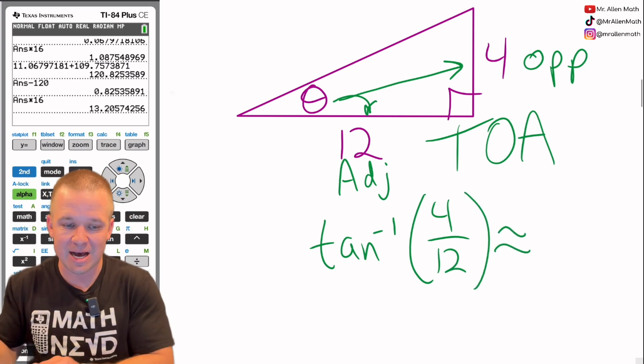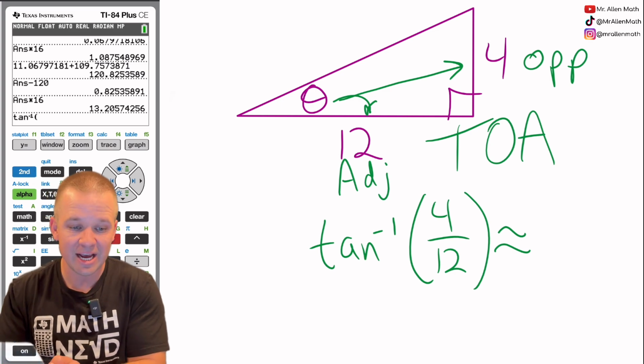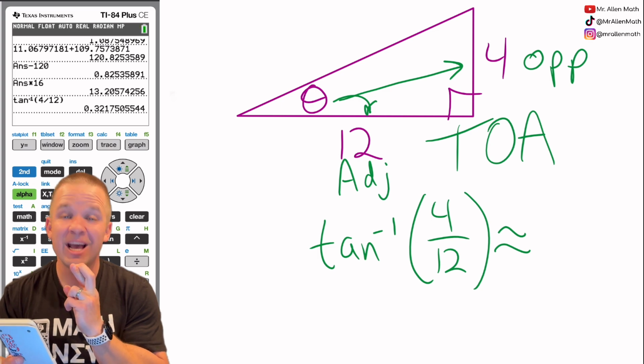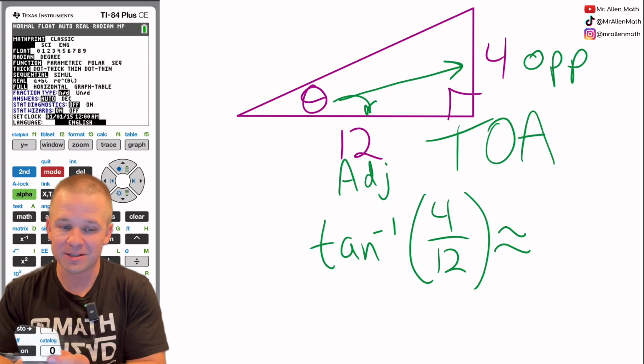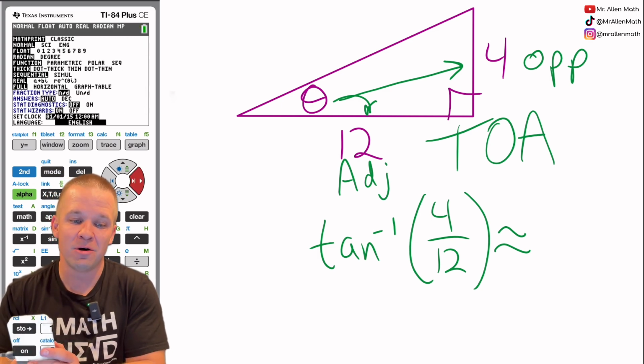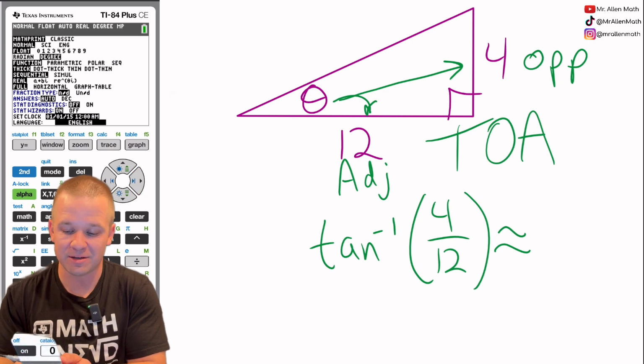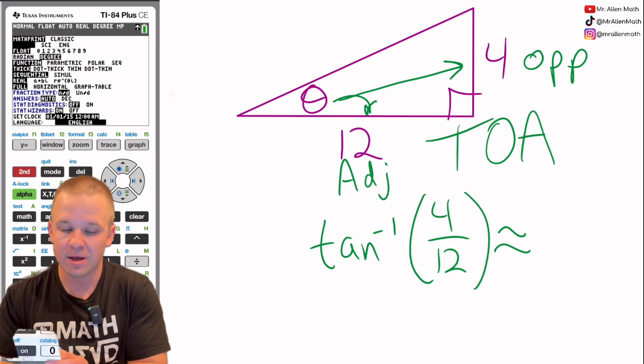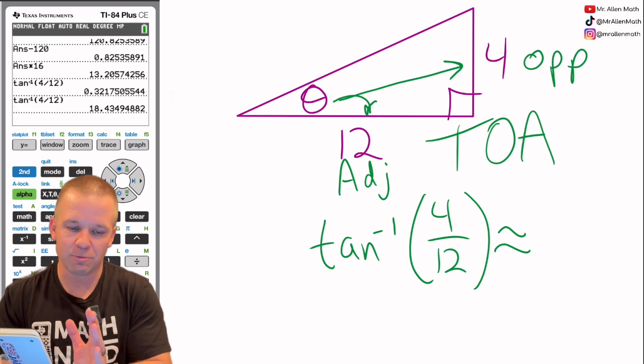Let's bust out that TI. Second tangent, 4/12. Fingers crossed this thing is in degree mode. It is not. That is a weird answer. If yours got the same thing, hit mode, arrow over to degree. So I hit mode, I arrowed over to degree and hit enter. Now we can go back. That's more like it.